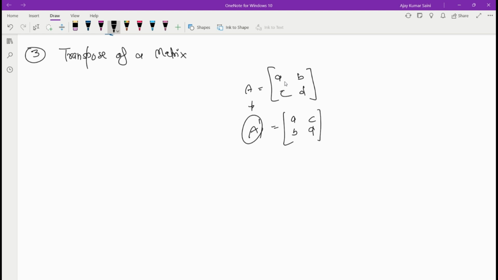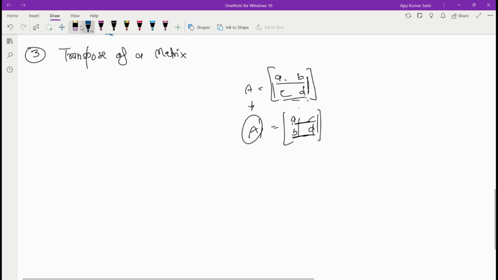Now see here, ab is a row. Now I make it a column ab. After that cd is a row, I make it a column. Now ac is a column, I make it a row. And bd is a column, so I make it a row. So this is very simple. We change these things.